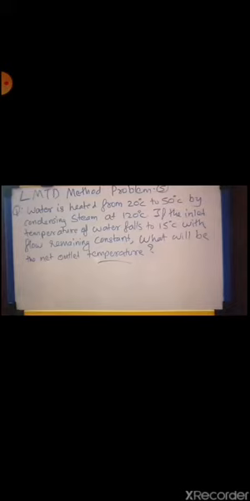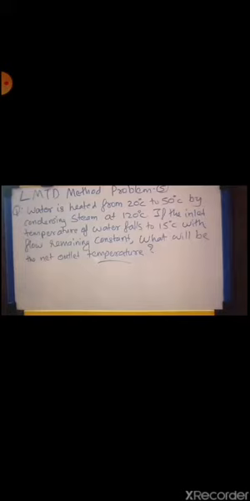Water is heated from 20 degrees centigrade to 50 degrees centigrade by condensing steam at 120 degrees centigrade. Here water is the cold fluid, because it is heated from 20 to 50 degrees centigrade. It is heated by condensing steam at 120 degrees centigrade. Steam is the hot fluid here and it is condensing, so the temperature of the hot fluid does not change.